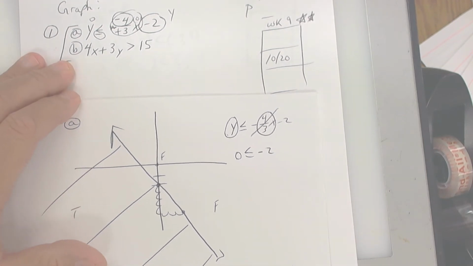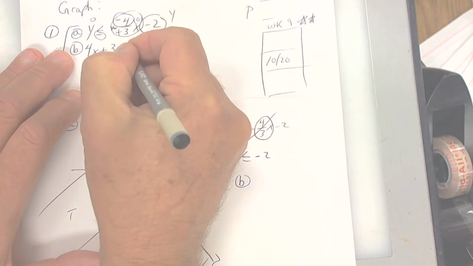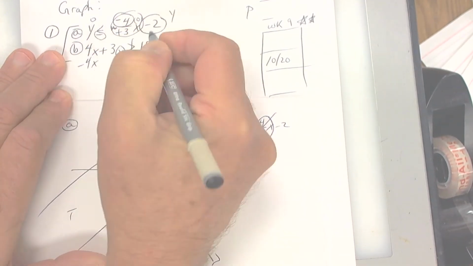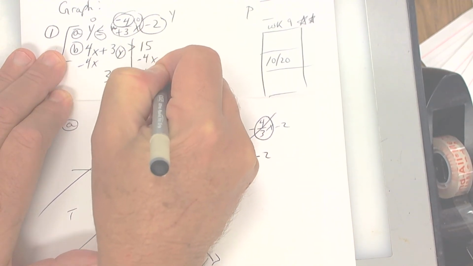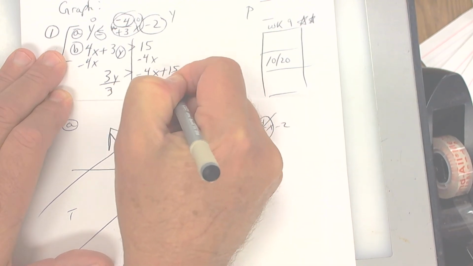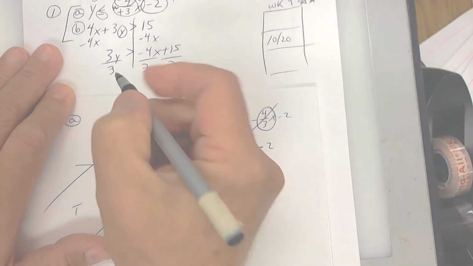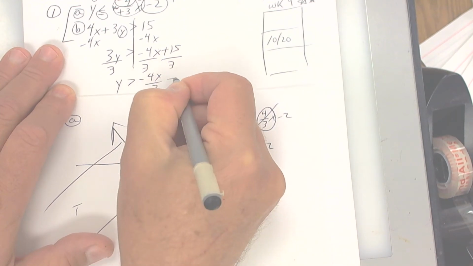Look at the next one. Pay attention to this one. You got to get y by itself. So draw a line. You want to subtract 4x. So you get 3y is greater than -4x plus 15. Divide by 3. So now you get y is greater than -4x over 3 plus 5.